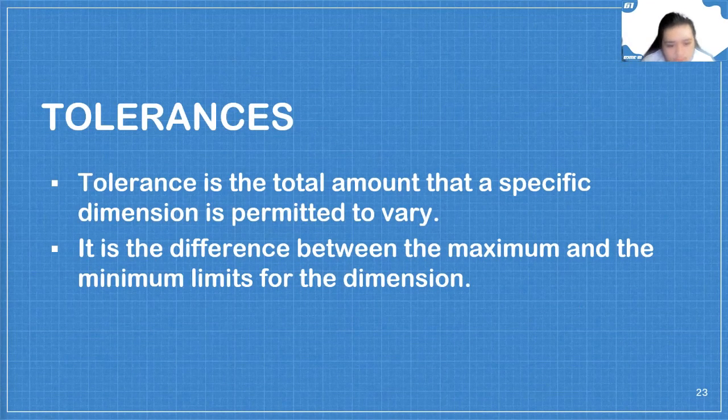1.625 plus or minus 0.002 means that the manufactured part may be 1.627 or 1.623 or anywhere between these limit dimensions. Next.